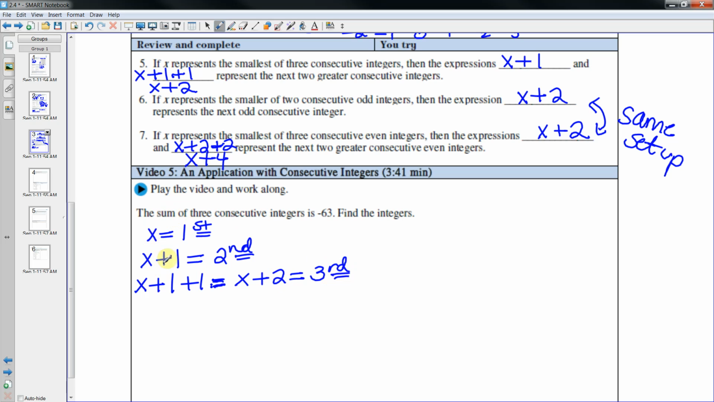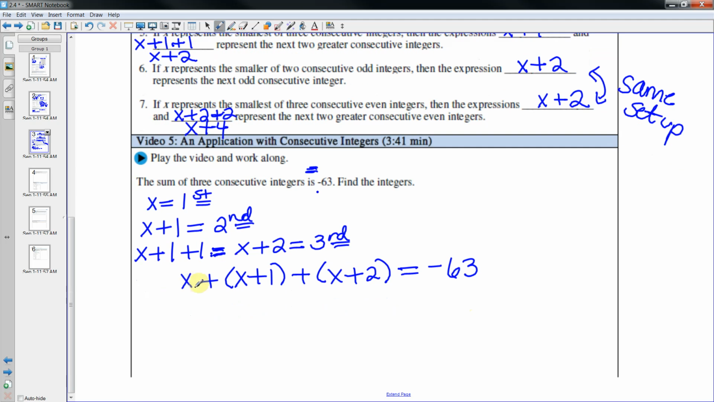It says the sum of these 3 equals, means equals, remember, -63. So the first one plus the second one, I'm going to put them in parentheses for now. The parentheses really don't matter here because I'm adding everything, equals -63. Now it's an equation, so let's just solve this equation. How many x's do I have? 1, 2, 3. I've got 3 x's plus, let's add our numbers, 1 plus 2 is 3, equals -63.